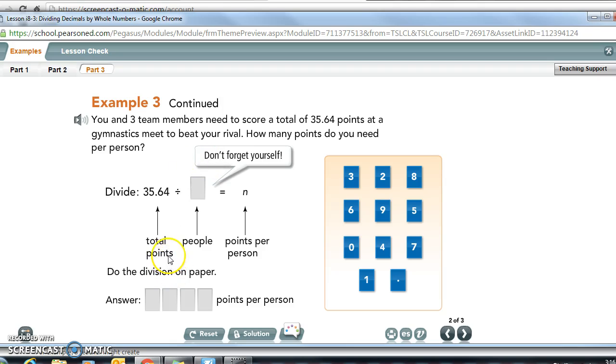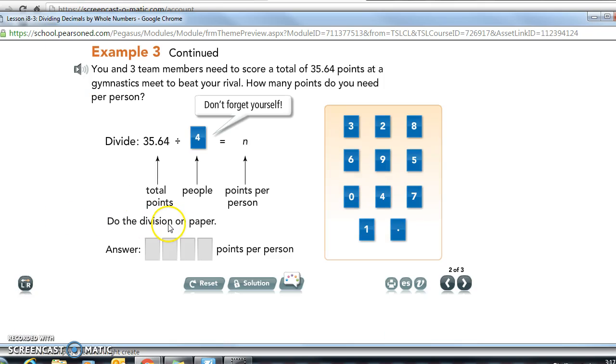So we know that the total we need is 35.64. We need to divide that by how many people? Well, I go up here, 3. And that number will equal how many points? Oh, just kidding. What did I do wrong? Okay, if I have 3 people on my team and myself, 3 plus 1 is 4. So there's a total of 4 people on my team. So now, go ahead and do this on your paper.